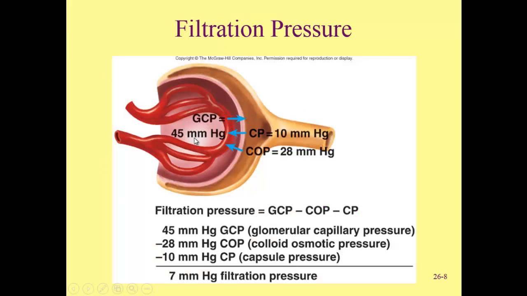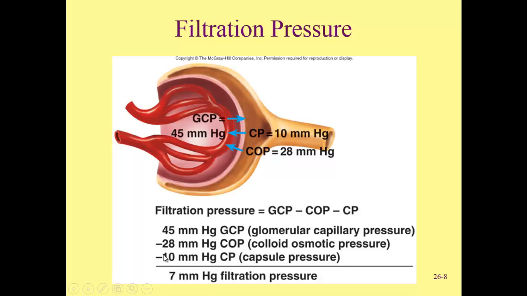The hydrostatic pressure of Bowman's capsule is 10, and then the plasma proteins in the capillary are going to suck inward with an osmotic pressure of 28. So remember, if we add up everything that's acting outward, which would be the 45, subtract what's acting inward on that plasma, we end up with a net filtration pressure of 7.